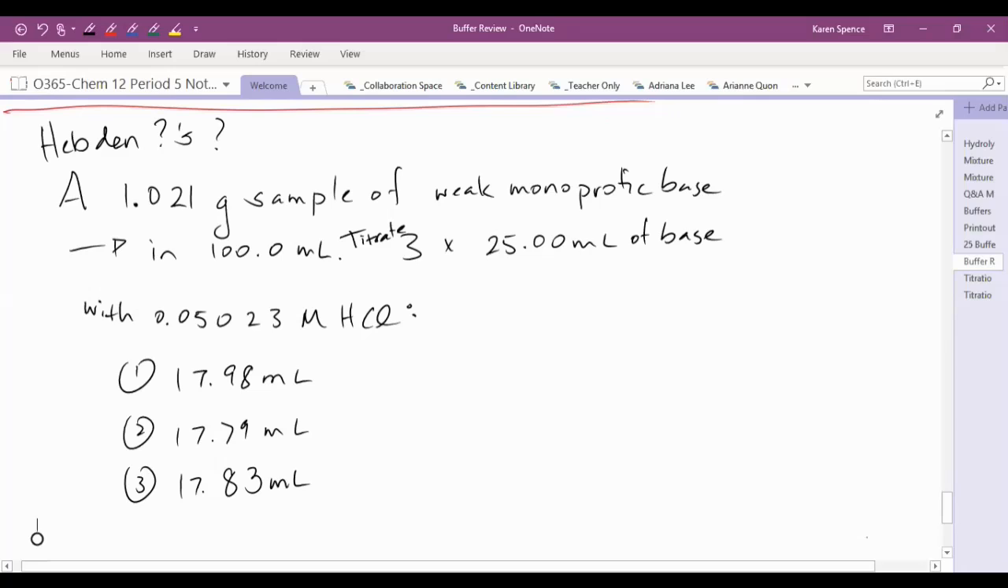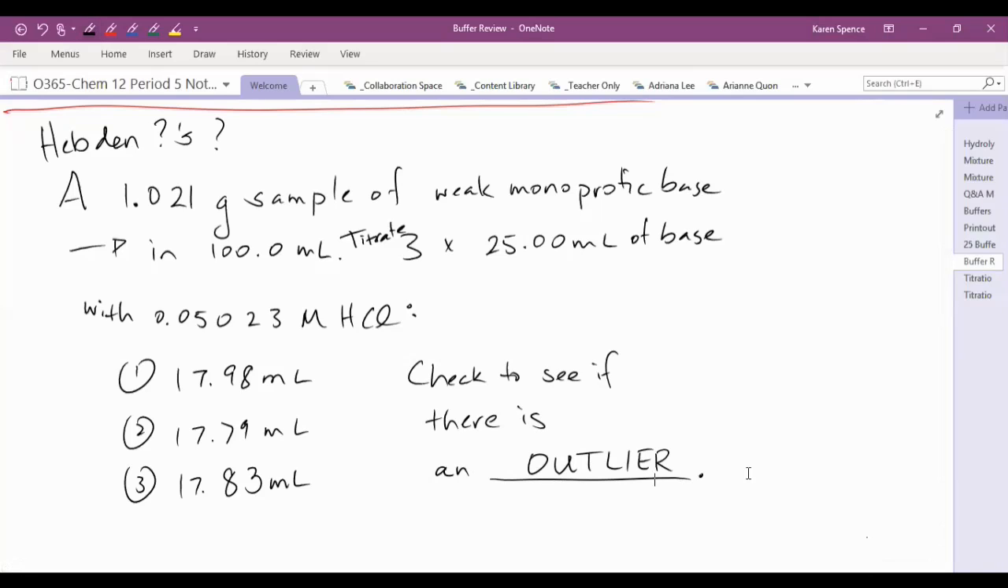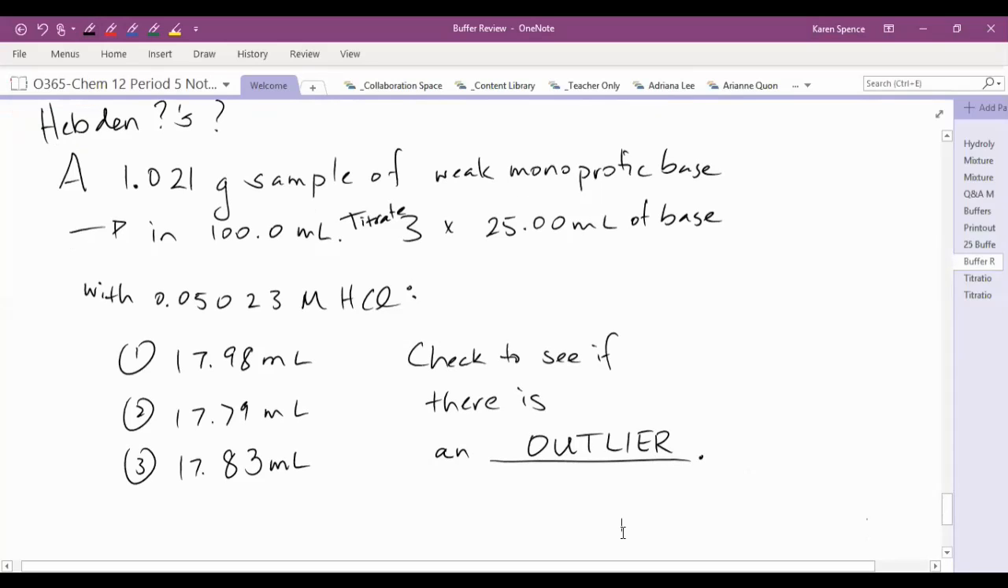Anytime you have more than one trial, you need to check and make sure that you don't have any, what's the word we are looking for? We check to see if there is an... Pause the video and answer for yourself. Outlier. Can you see if there is an outlier? Are any of those three? The first one, yes, indeed. Okay, it's relatively far from the other ones.